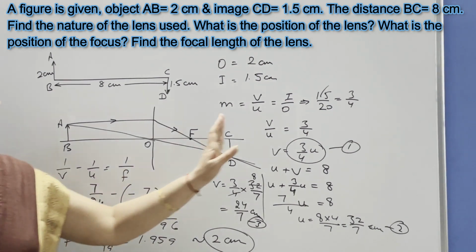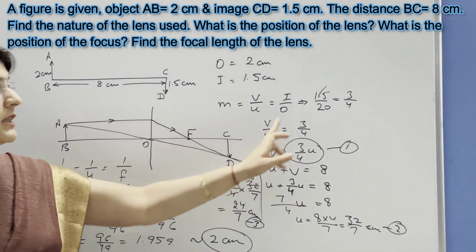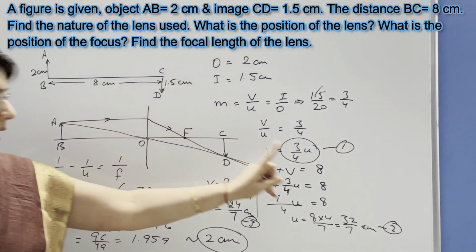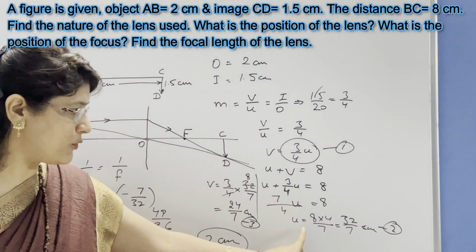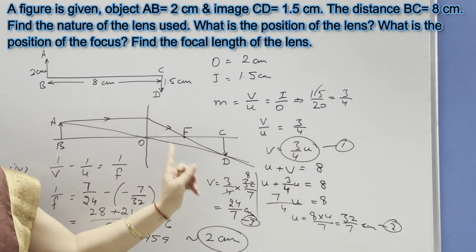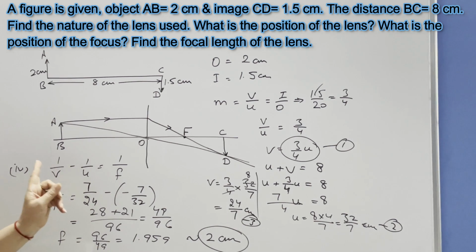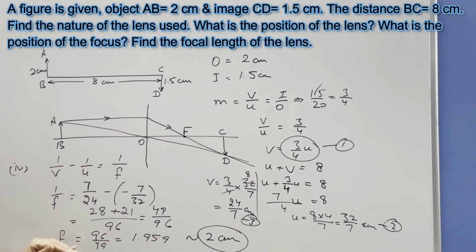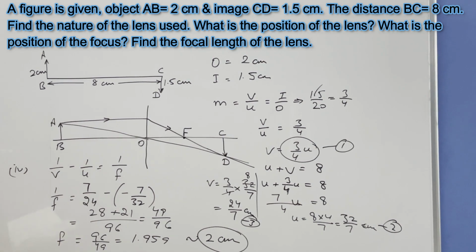First we have to find the value of V in terms of U, then the total value of U plus V we know is 8. Then we can find the value of U here, then substitute this value of U here, and then we find the value of V, then substituting this value of V and U in the lens formula, we will get the value of F in this case.